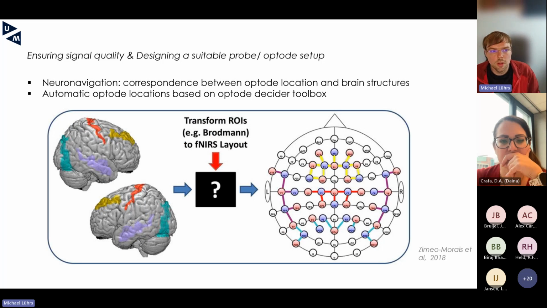So if the optode locations are clear, you still have to have the reference of the specific location. So this is more to the idea, how do I find my best optode placement? Because this also is the main part of the signal quality.